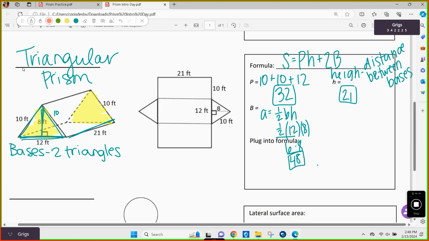So we're going to rewrite it and say S equals perimeter times height plus 2 times B. I'm using a capital B because capital B represents the area of the base. My perimeter I'm plugging in is 32. I can put parentheses around it because parentheses represent multiplication. And my height is 21 plus 2 multiplied by the base of 48. Do you agree?